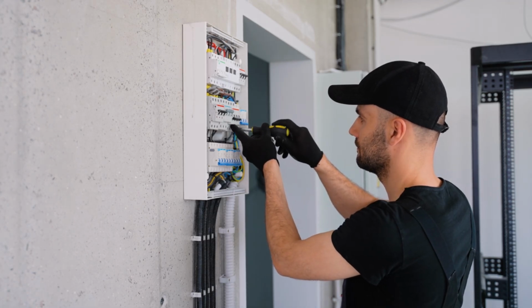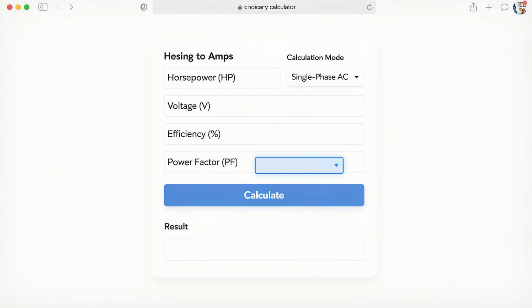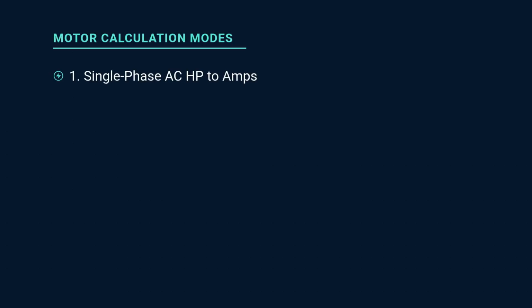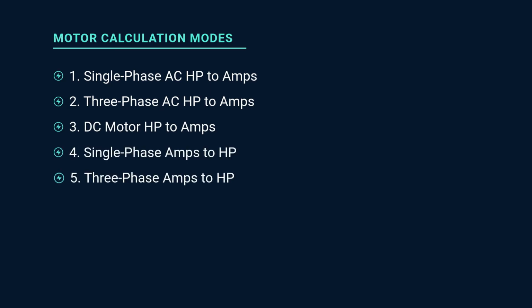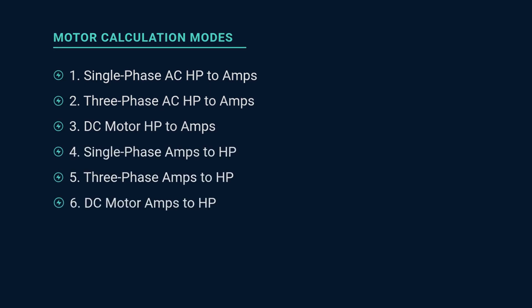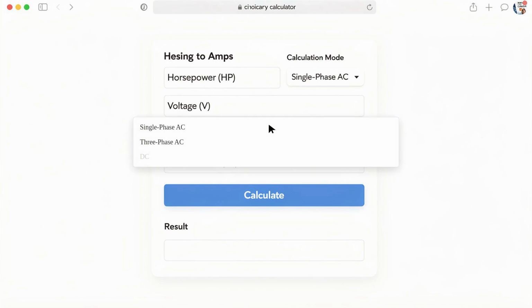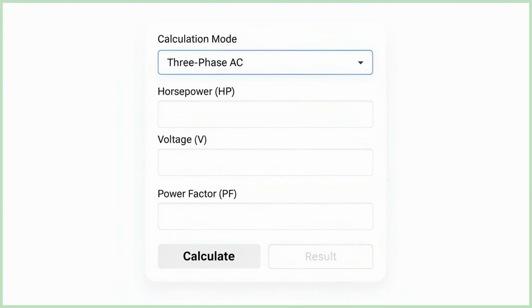Let's explore the inputs. First, you'll see the calculation mode dropdown. This offers 6 options: single-phase AC HP to amps, 3-phase AC HP to amps, DC motor HP to amps, single-phase amps to HP, 3-phase amps to HP, and DC motor amps to HP. For our demonstration, we'll select 3-phase AC HP to amps, which is common in industrial applications.